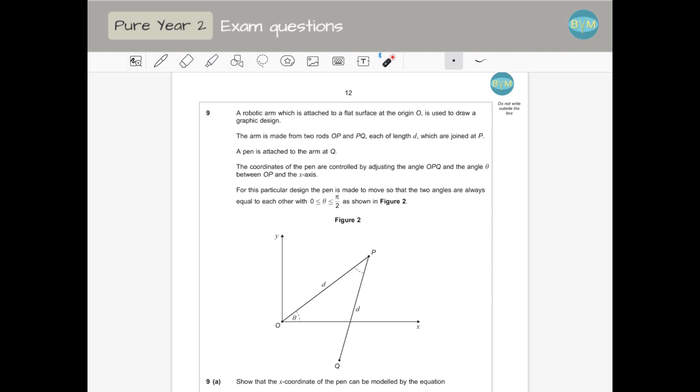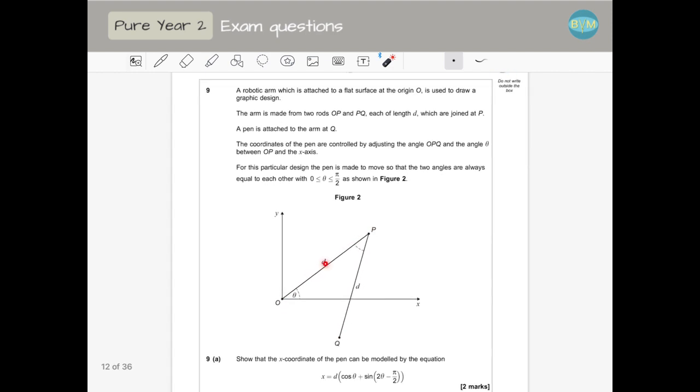Hello, this is question 9 on your AQA paper 2 from November 2021, and you have a robotic arm which is attached to a flat surface at the origin O. It's used to draw a graphic design. The arm is made of two rods, OP and PQ, each of length D, which are joined at P. A pen is attached to the arm at Q. So this is what is drawing when this is moving.